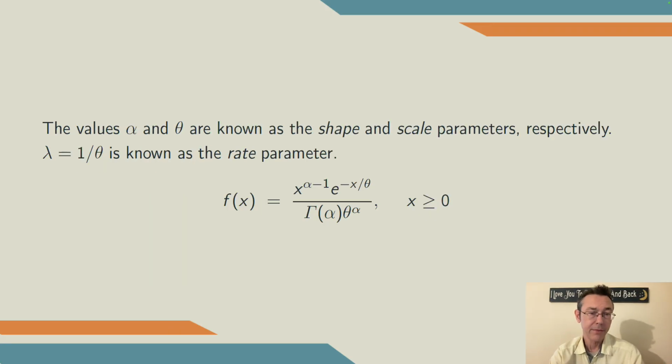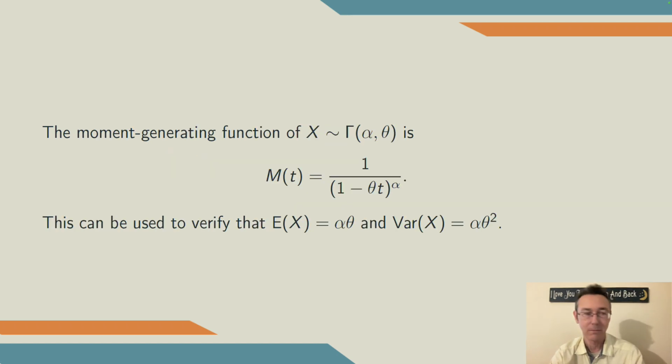The values alpha and theta are known as the shape and scale parameters, respectively. Lambda is known as the rate parameter. So you will see that vocabulary occasionally when you are reading about the gamma distribution.